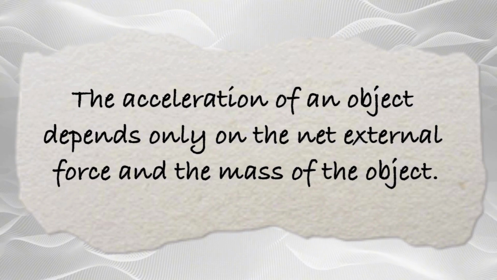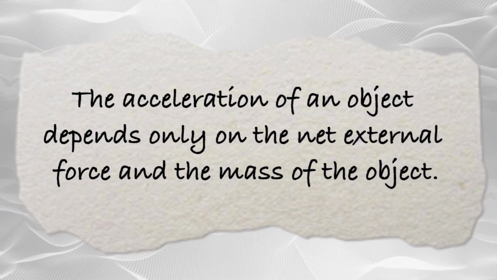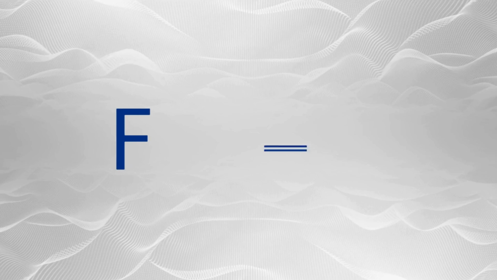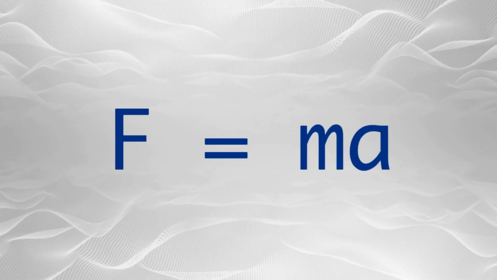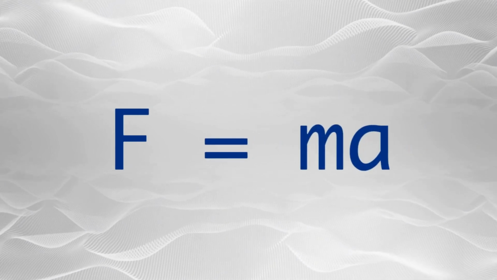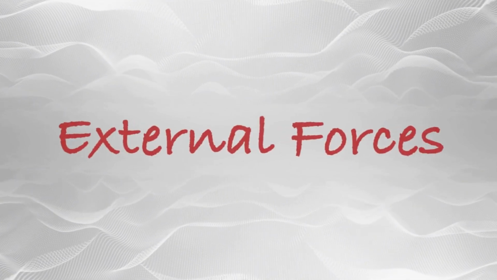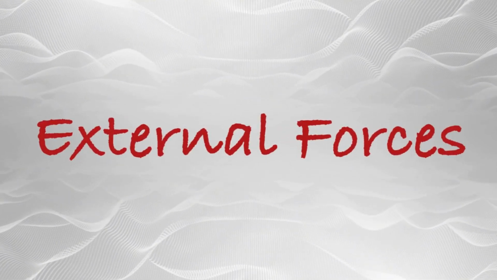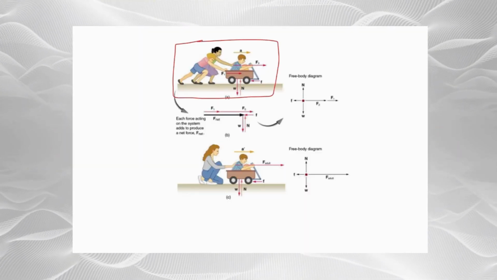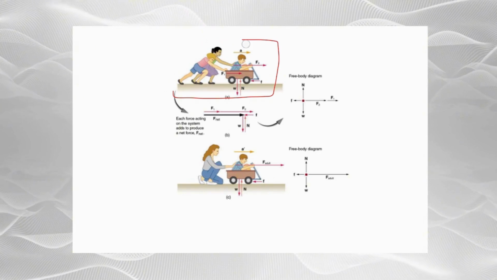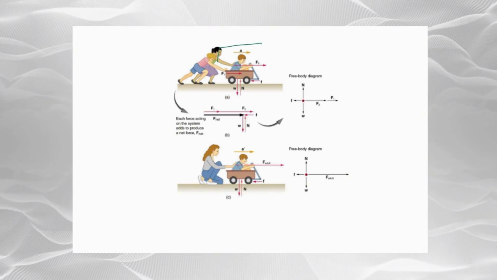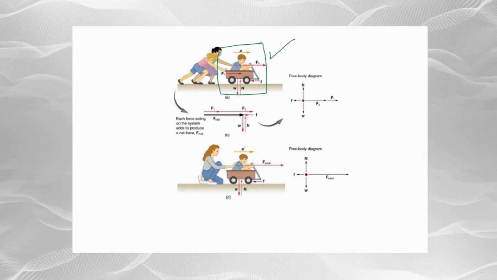So, combining the two proportionalities I just explained, we can write down Newton's second law of motion, or F is equal to ma. As I have mentioned before, in F equal to ma, we are only interested in the external forces on the system. So when solving a problem, we need to carefully determine the boundaries of the system and find only the forces that are external to that system and ignore the internal forces.